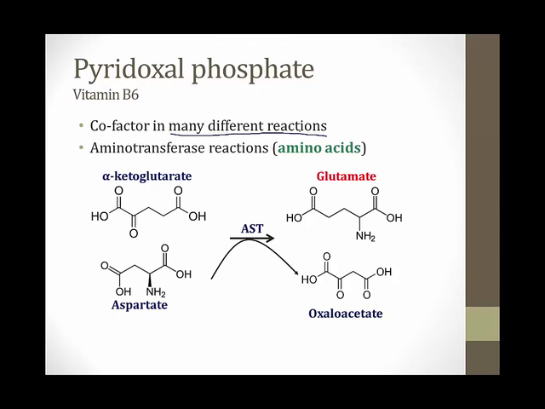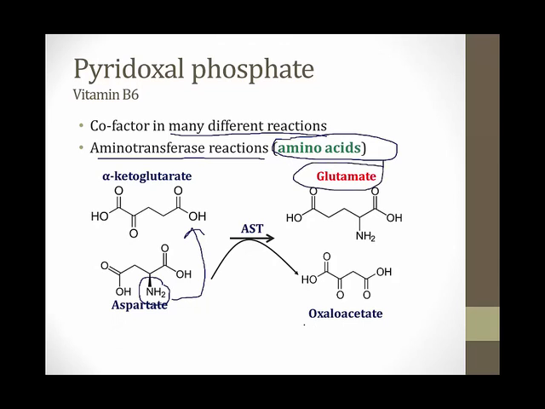The first type of reaction where vitamin B6 is important is in the so-called aminotransferase reactions that are important for the metabolism of amino acids. This is an example of one aminotransferase reaction on the screen here. In this reaction, the amino group from aspartate is transferred to alpha-ketoglutarate. As a result, you synthesize a molecule of glutamate and you leave behind a molecule of oxaloacetate. Basically, you have transferred the amino group from aspartate to alpha-ketoglutarate. That's why it's called an aminotransferase reaction. And these are all catalyzed by the aminotransferase enzymes. In this case, the enzyme is aspartate aminotransferase, or AST.